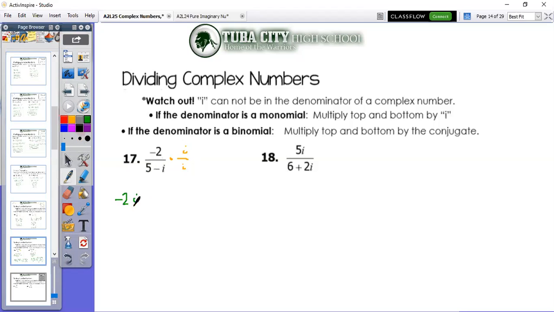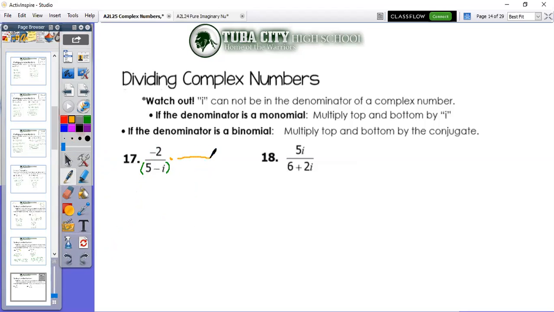Negative 2i over, and multiply this as a group. Let me put a parenthesis here to make it a little bit easier to see. 5i minus i squared. And I'm going to replace i squared with negative 1. You know, I don't think this is going to work out actually, because this i is still there. That i would not have disappeared, so we're going to have to do something a little bit different with this one here.